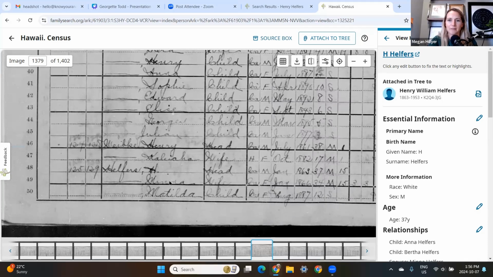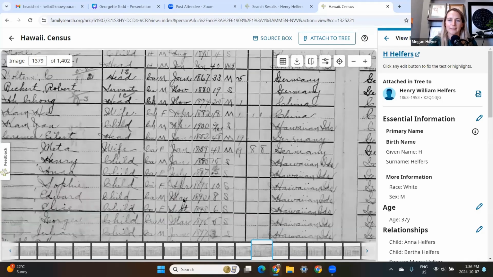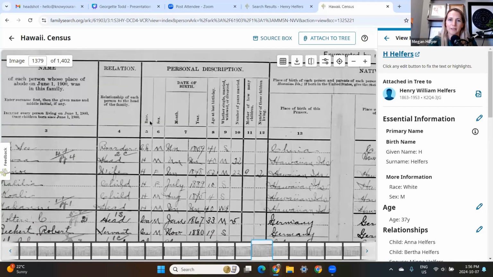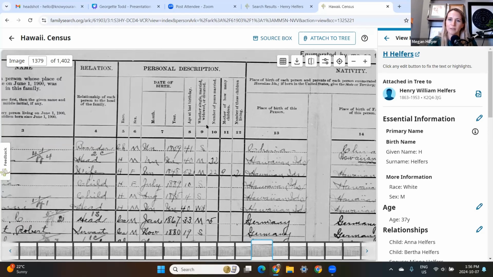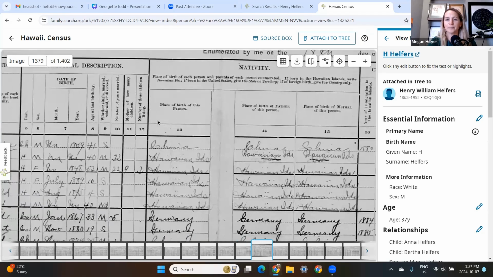Okay, so we have H. Helfers, Mina, and Matilda. You can always look at the headings up here at what they stand for. So we have race, sex, relation to the head of the household, and the date of birth, so we have their month and year. That's super helpful. We have the age at their last birthday. We have whether they're single, married, widowed, or divorced, the number of years they've been married, the mother of how many children, and how many children are now living.